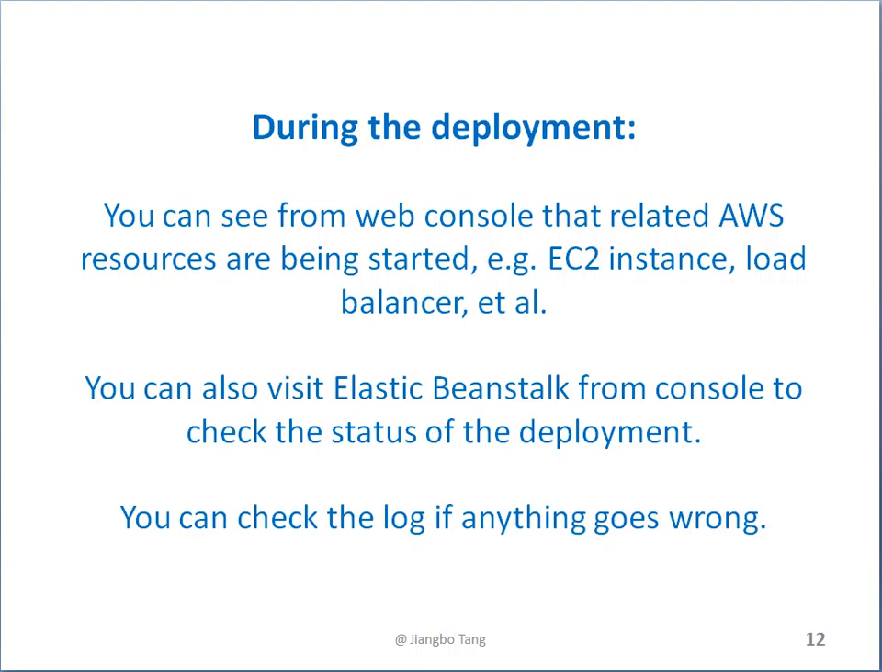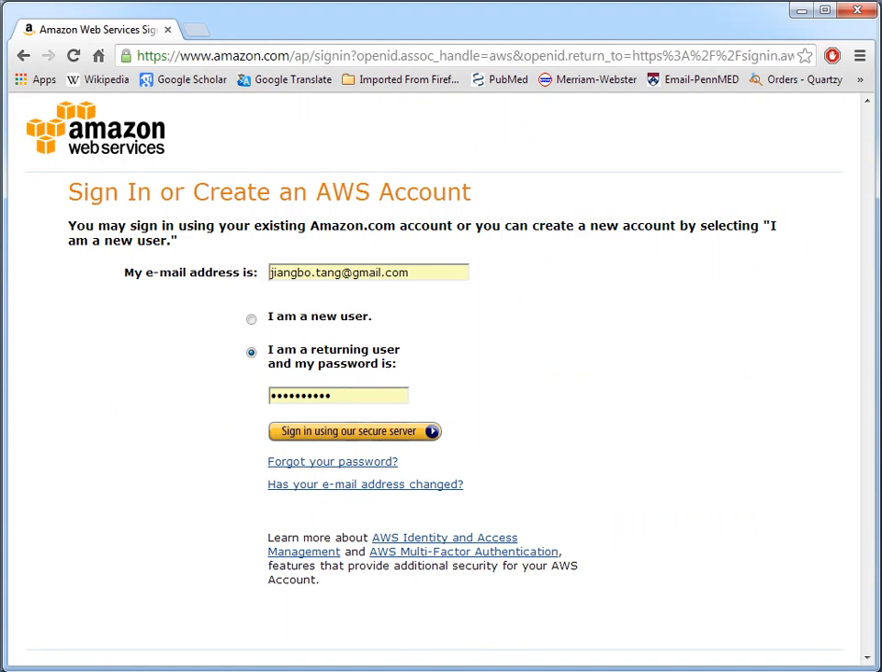During the deployment, you can just go to the AWS web console to see the related AWS resources being started, like your EC2 instance, load balancer, everything. You can also visit the Elastic Beanstalk console to check the status of the deployment. You can check the log if everything goes wrong. I'm not going to show you all those right now, so I'm just going to go to a web browser.